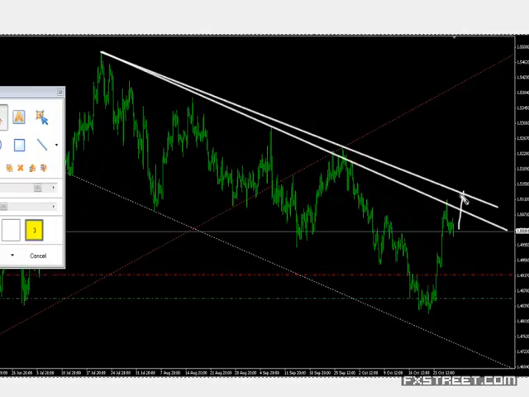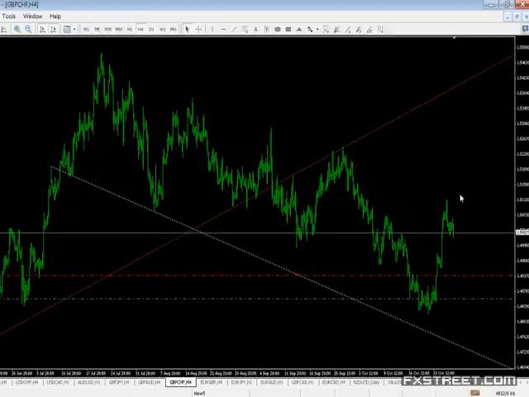So if you like the volatility, if it's all about the money, then the pound Swissy is probably going to be the one that you're going to be concentrating on more than anything else.